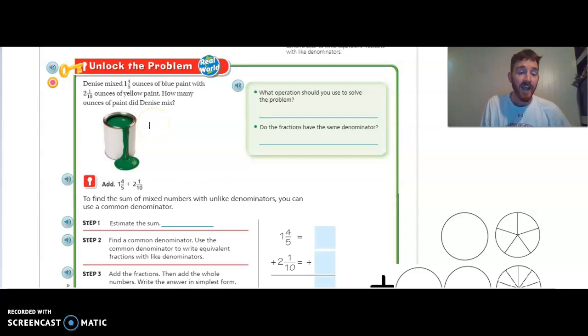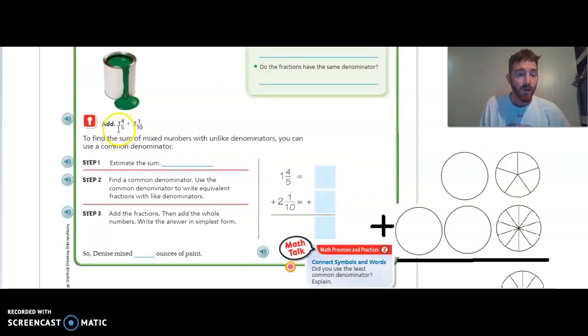In this case, we would be adding, and what we're going to do here is add 1 4/5 plus 2 1/10. Now, step one here is going to be to estimate. Before we do that, I'm going to take these pieces of our fractions and make these into a little visual part. Okay, so we're going to add these. This is our big task, to add 1 4/5 and 2 1/10.